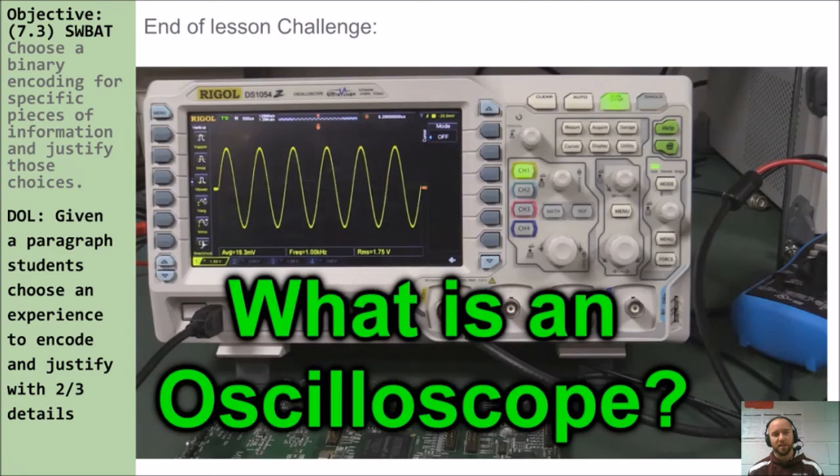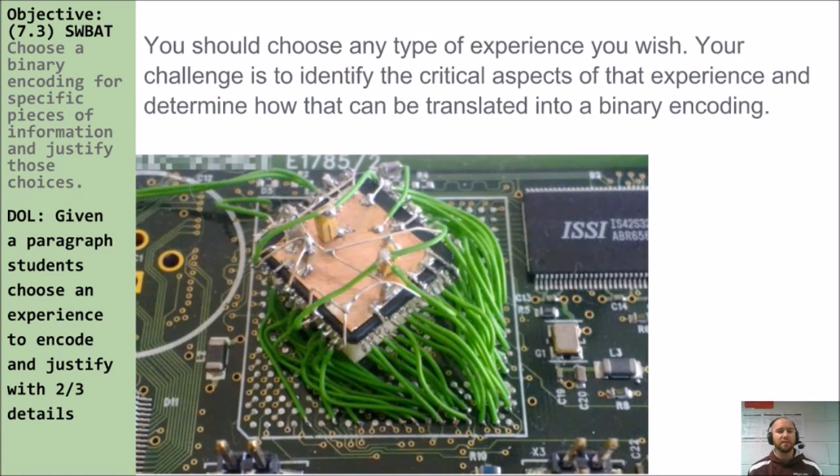Really fun project today. So this is an end of lesson challenge. I want you to do some individual research. We're about to do an encoding, and this is an oscilloscope you're looking at. I'm trying to get one of these for the school, at least one, so we can play around with it. So bonus, more extra credit right here: what is an oscilloscope?